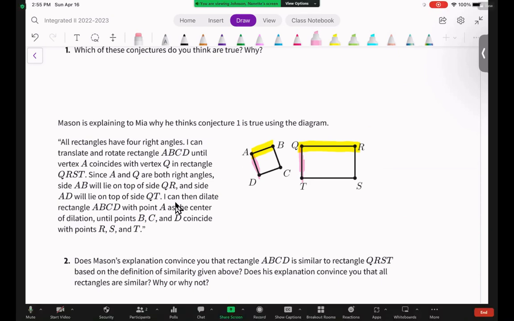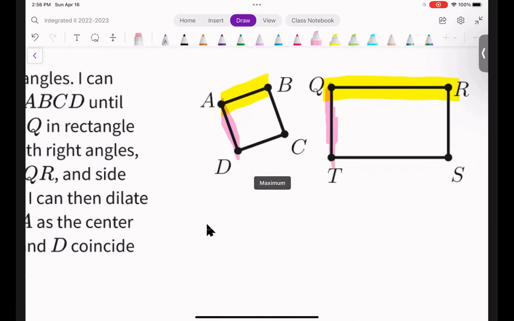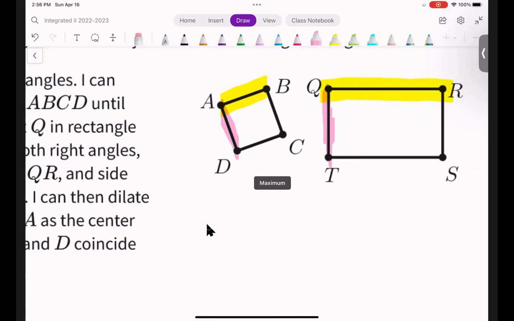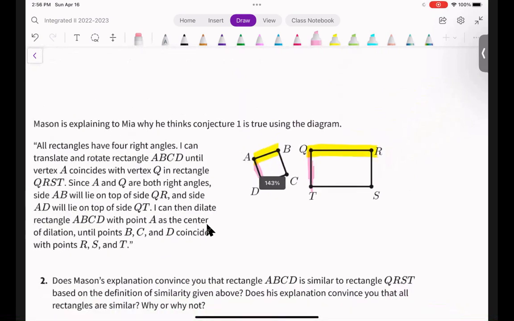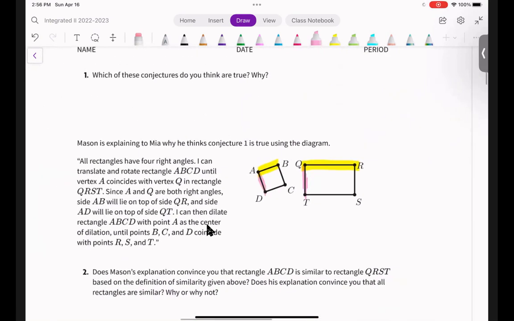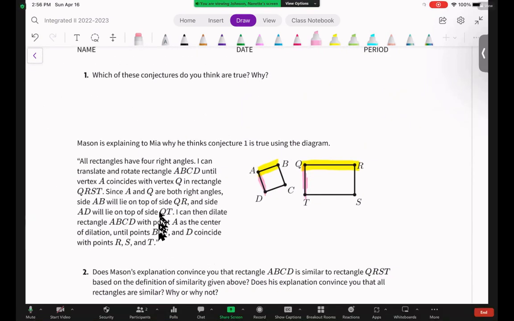I can then dilate the rectangle ABCD with point A as the center of dilation until B, C, and D coincide. So he's going to zoom in, just like right now. I don't know if you guys can tell, but I'm going to zoom in. This is me zooming in because I'm spreading my fingers apart. Or I'm going to pinch my fingers so that they zoom out. So do you agree with Mason? Do you agree with Mason?